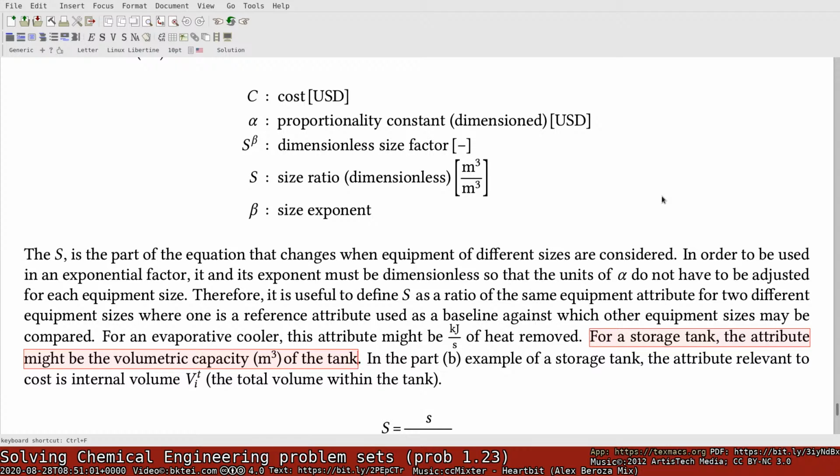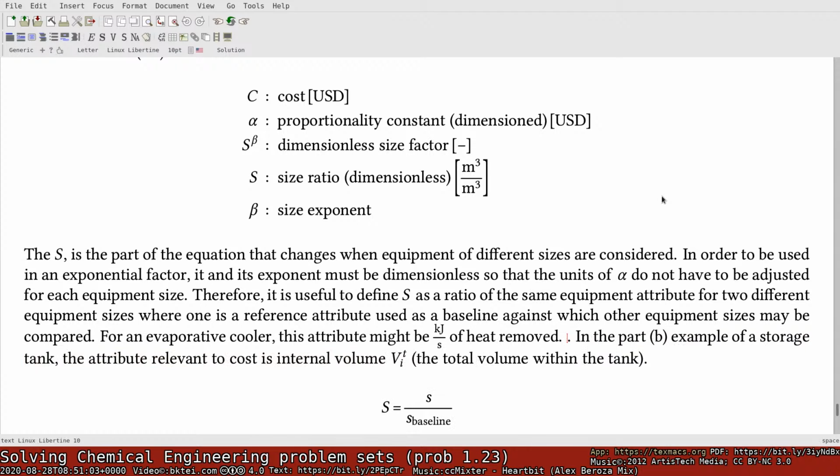Let's see. Kilojoules of heat removed. What's a unit process, like a piece of equipment that might have a relevant size attribute that could be scaled up or scaled down?